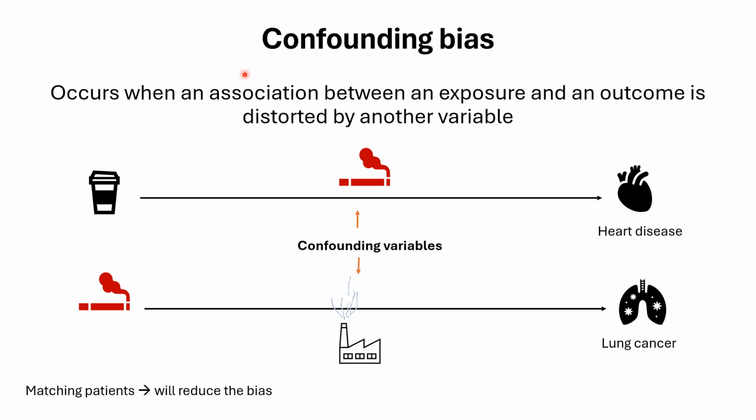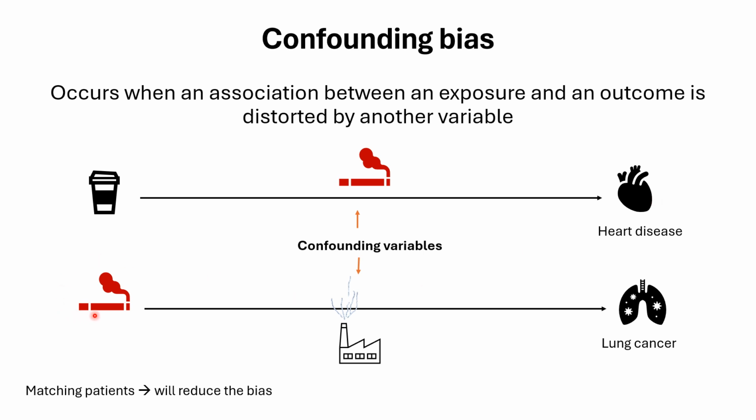study. Confounding bias occurs when an association between an exposure and an outcome is distorted by another variable. For example, you are studying the relationship between drinking coffee and heart disease. The confounding variable here is smoking, because most of the people who smoke drink coffee. So you have to consider smoking when you are studying the relationship between drinking coffee and heart disease.